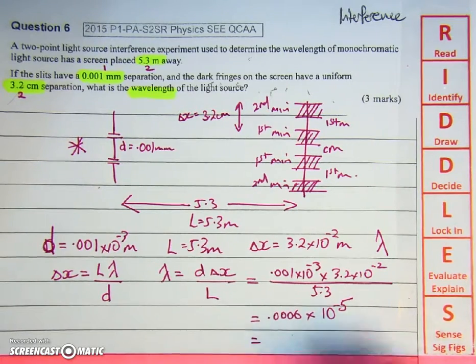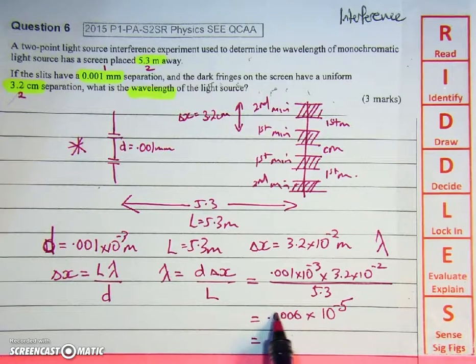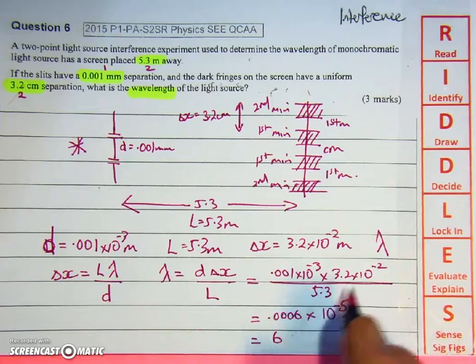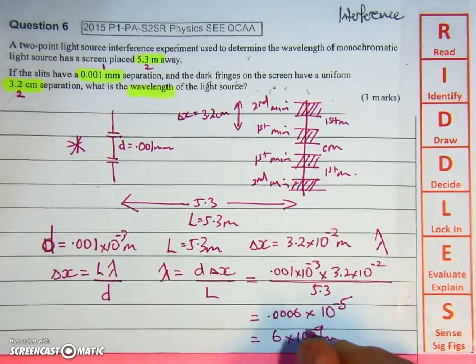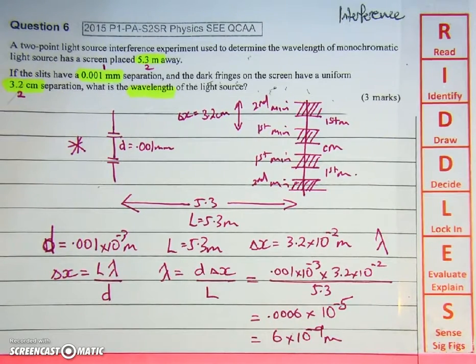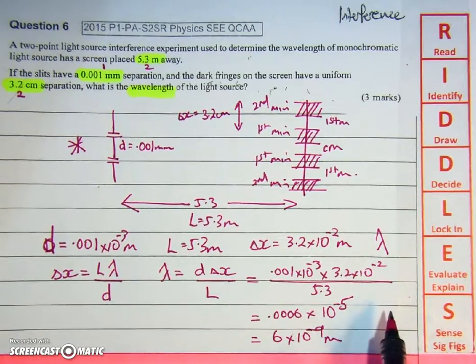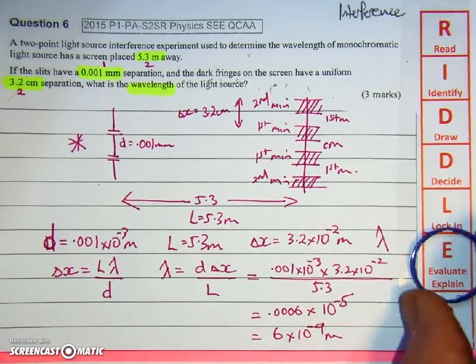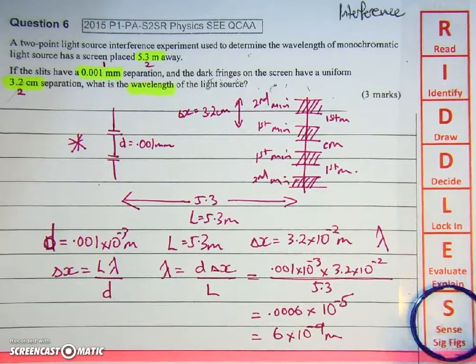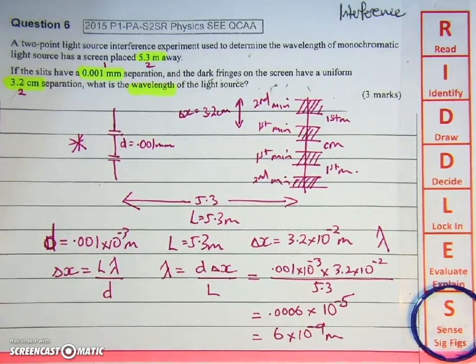Now, to write that in standard form, I need to move my decimal point 1, 2, 3, 4 places to the right, which is 10 to the negative 4. So 6 by 10 to the negative 4 by 10 to the negative 5, adding our indices is by 10 to the negative 9 metres. So 6 by 10 to the negative 9 metres. So let's go back and have a look at our question, because we need to make sure, after we've done our evaluation, that our answer makes sense.